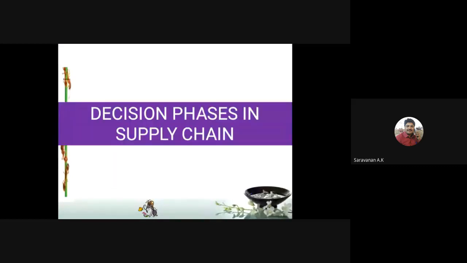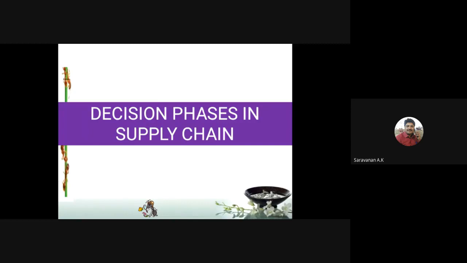Now, we are going to the decision phases in the supply chain. What is meant by decision phases? It is the decision taken in the supply chain for any modifications. The modification can be anything. You can construct a new building, or buy some vehicles, or take some decision like giving a discount or subsidiary rates. All that comes under decision.